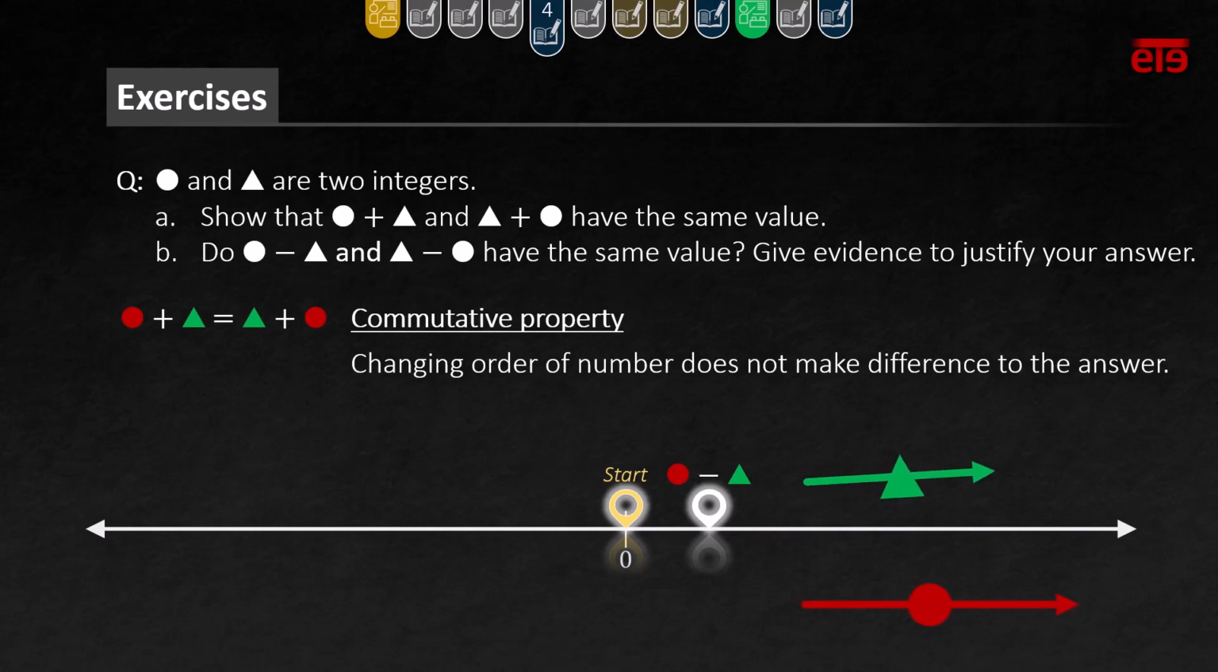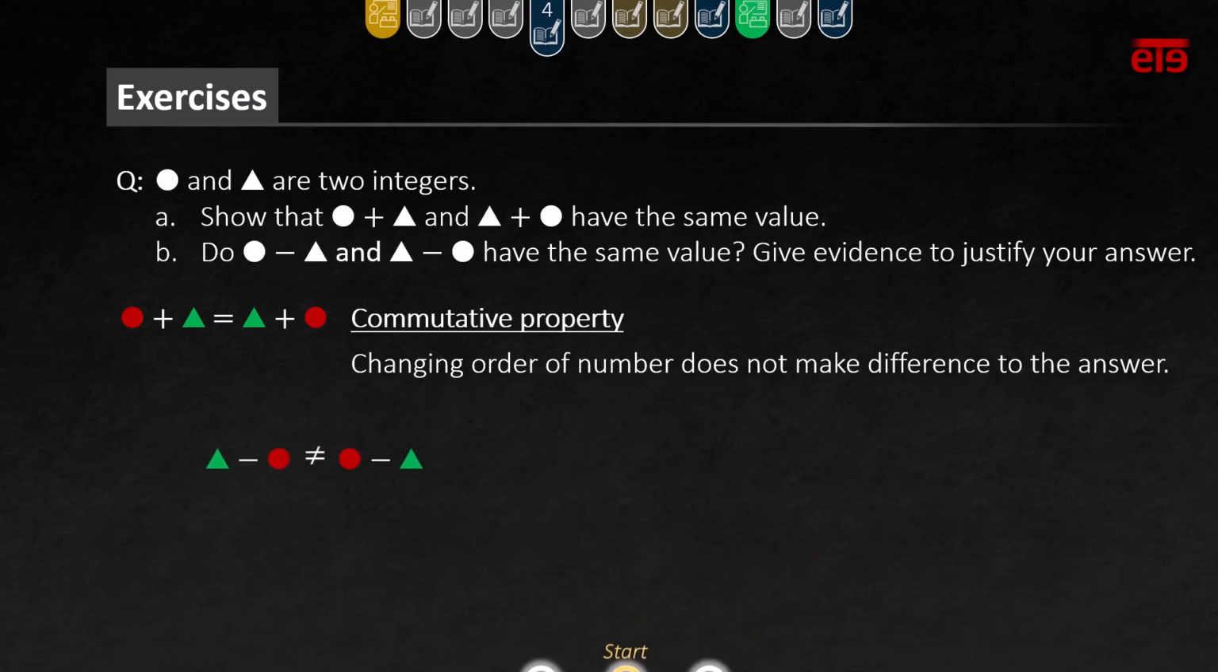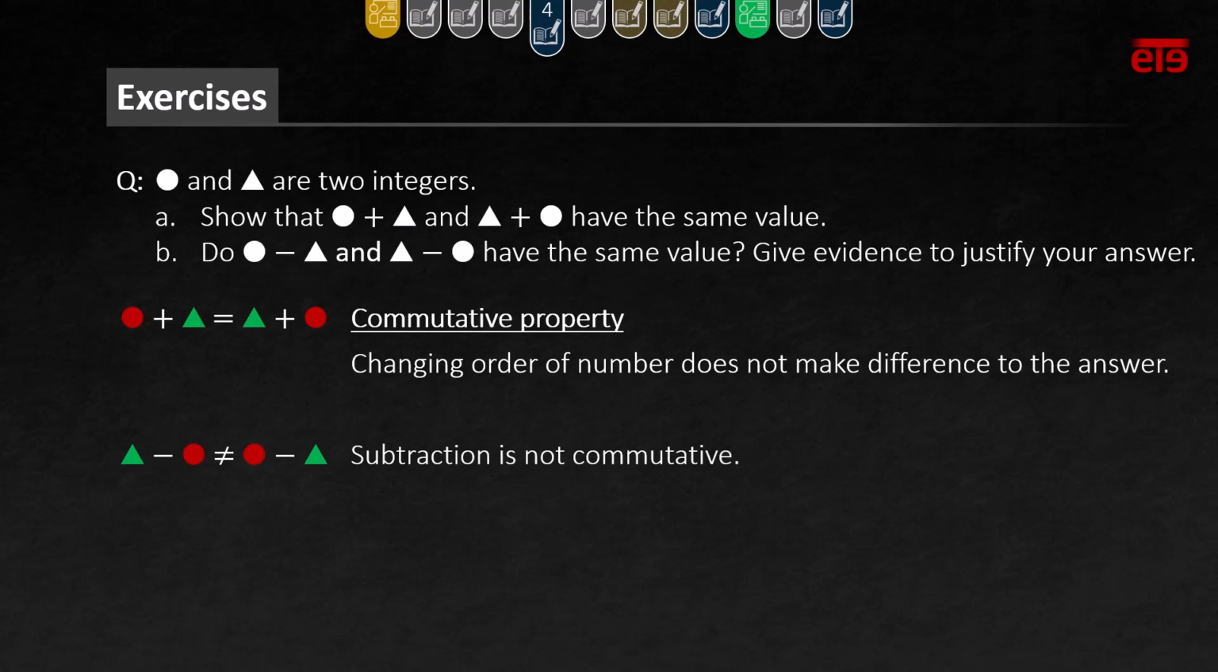For triangle minus cycle, we put the green arrow first. Then we change the direction of the red arrow. The end of the red arrow is different from the previous case. Now we can see that triangle minus cycle is not equal to cycle minus triangle. In subtraction, changing the order of numbers gives different results. So we can conclude that subtraction is not commutative.